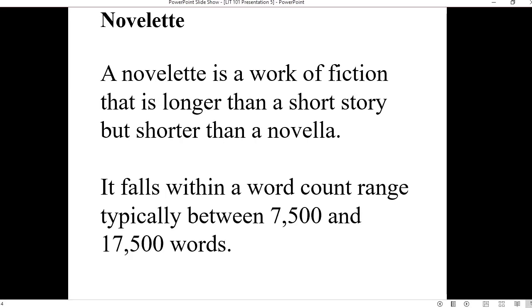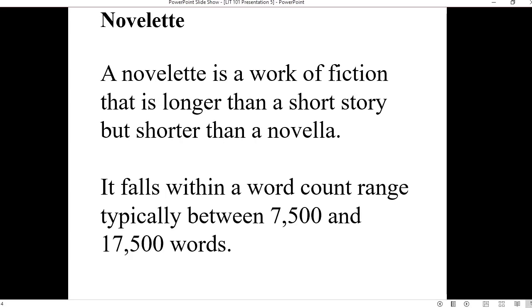For novelettes, we have mentioned that the novella is shorter in size compared to a novel, but longer in size compared to a novelette. That means that when we talk about the novelette, we are talking about a work of narration that is shorter than the novella, however, is longer in size than a short story. So it's a work of fiction that's longer than a short story but shorter than a novella.